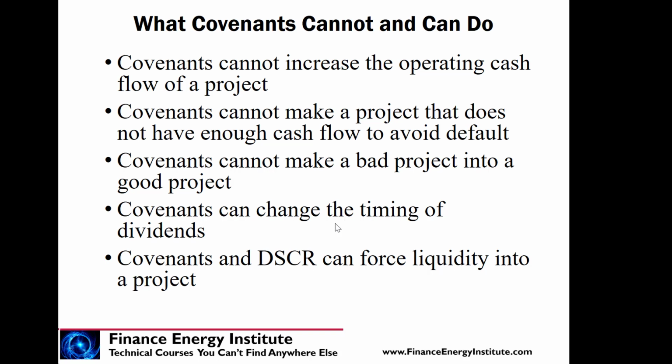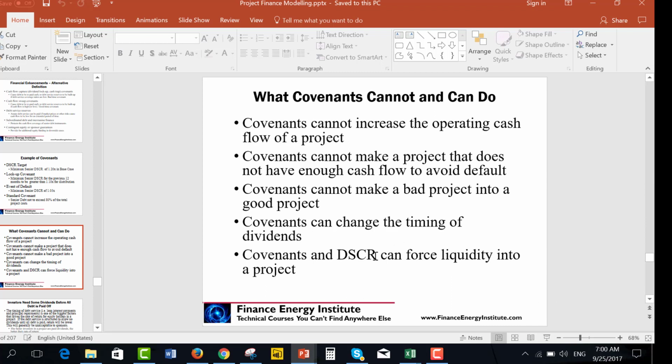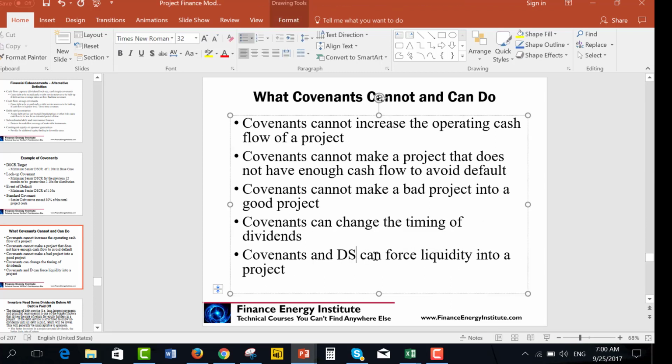But they can change the timing of the dividends. And I put DSCR. Why can't I seem to say DSRA? Covenants, and I say covenants can force it in, or MRA.